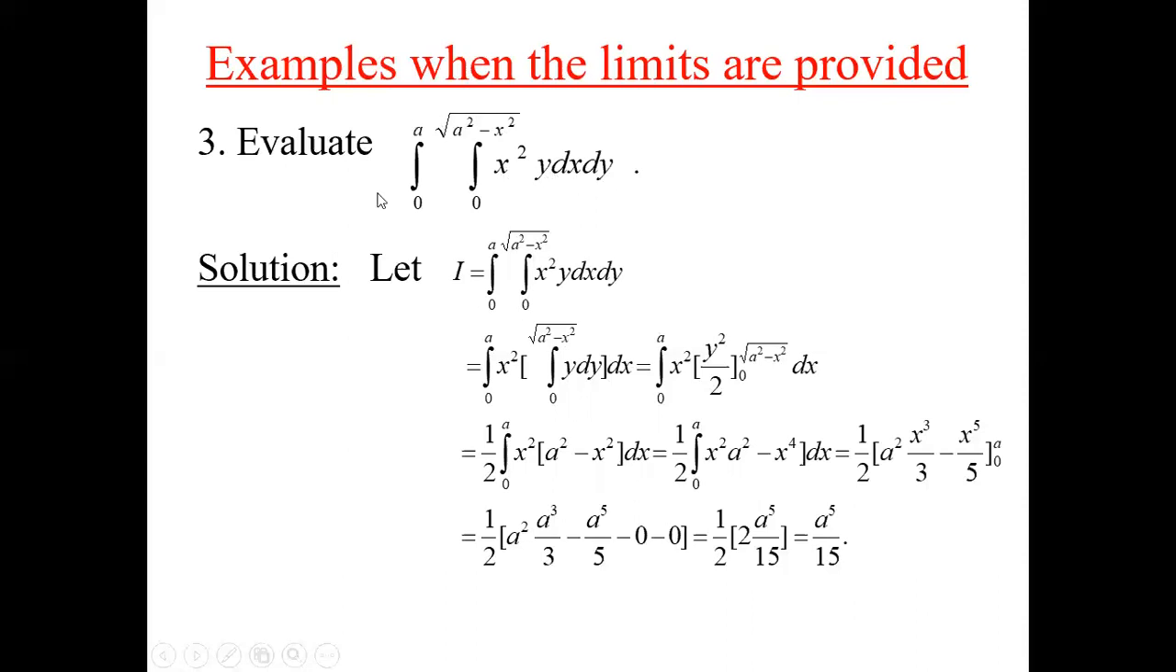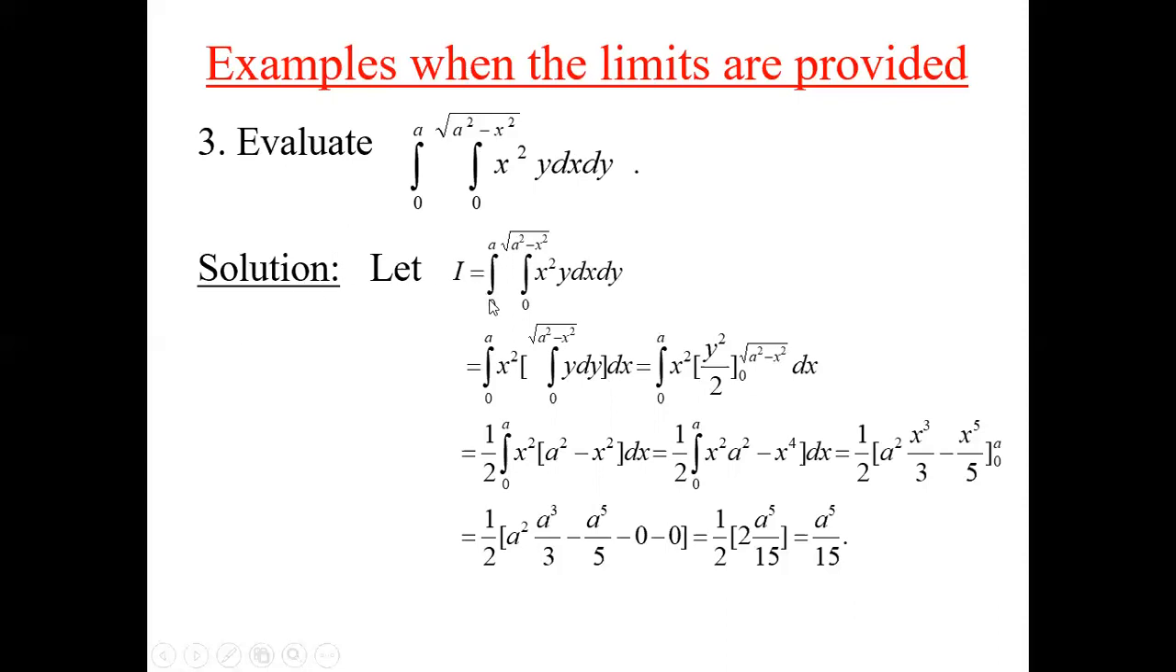Now, if you see this, the limits are provided. These are the functions of x. So when these are the functions of x, first we'll have to integrate with respect to y. And then x square becomes constant, you can take it outside because these are the functions of x. If these are the functions of x, integrate first with respect to y and then with respect to x. That you'll have to understand by the given order of integration and the given limits. So we'll start with the solution.